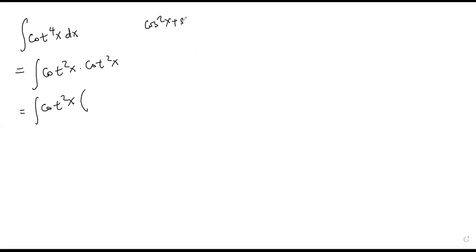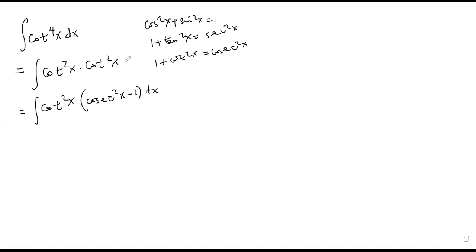Cos squared x plus sine squared x is equal to 1. We also know that 1 plus tan squared x is equal to sec squared x. We also know that 1 plus cot squared x is equal to cosec squared x. So what does it mean? I can easily substitute for my cot squared as cosec squared minus 1. So it is cosec squared x minus 1, everything dx.